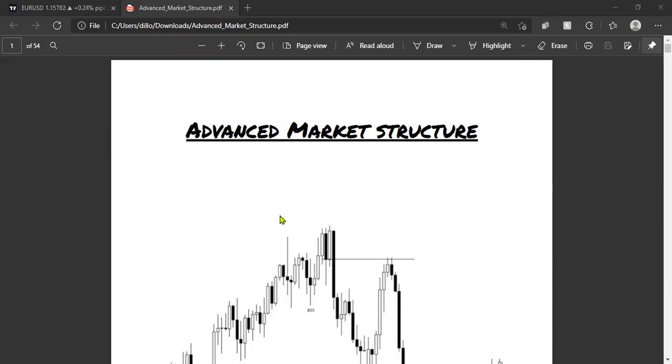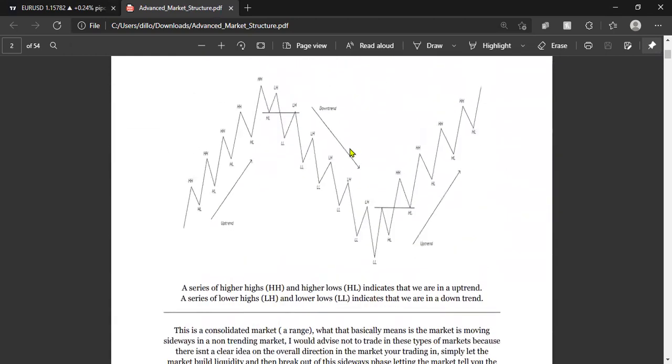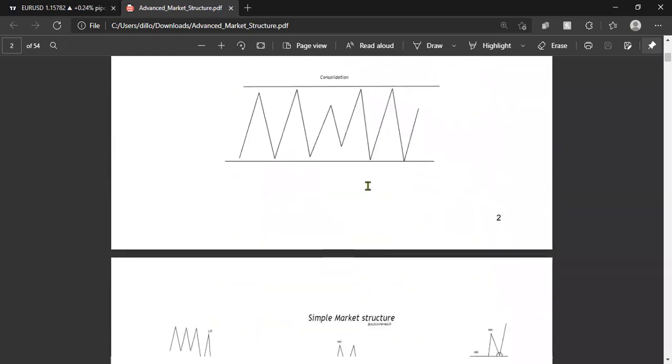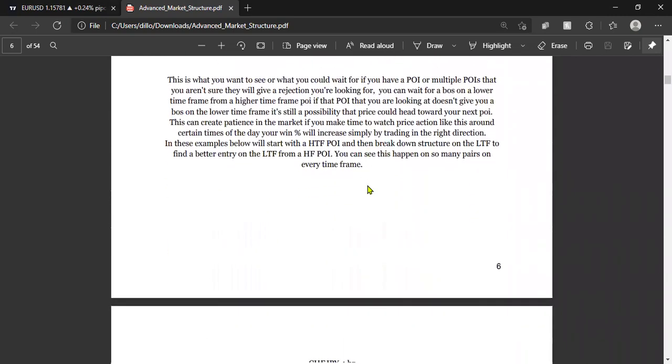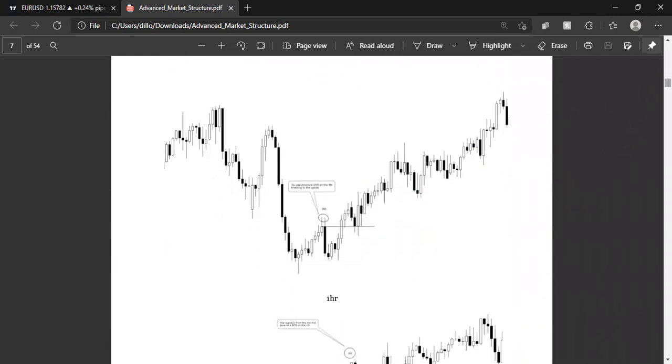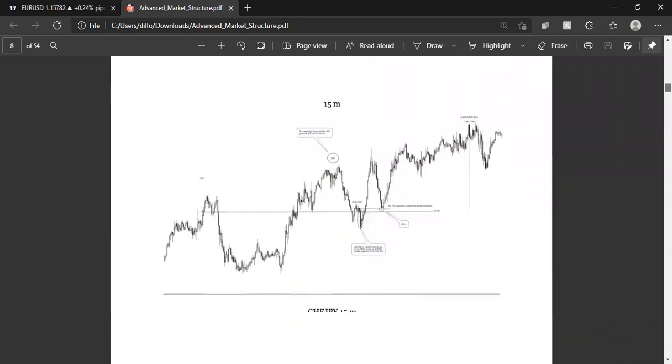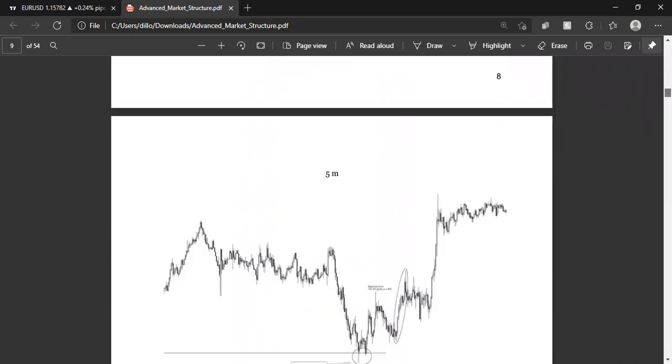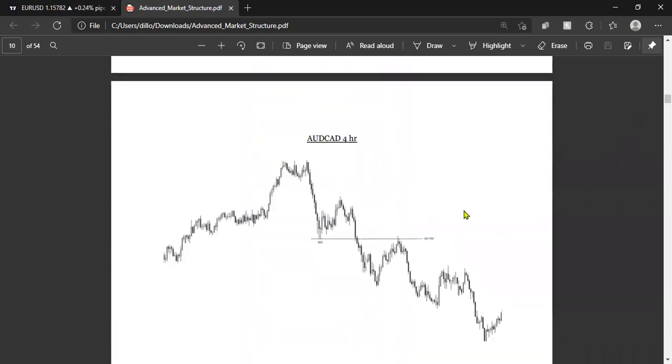But anyway, we're going to do an advanced market structure PDF series. So this is a market structure PDF that I made, and we'll start from the basics and go through all of this, and then we'll go through all of these, I guess you could say, top-down analysis breakdowns, right?